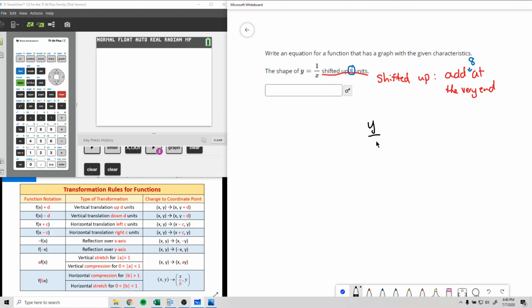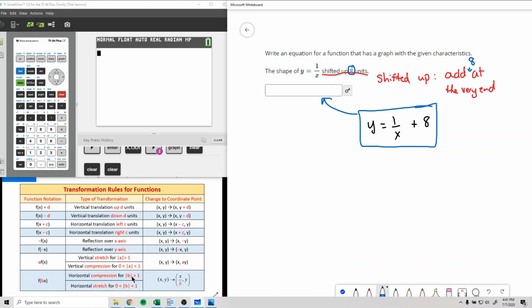So very literally what this is going to look like, we take our original y equals 1 over x and we just do plus 8. And that's what you're going to write down in the box there. That's all there is to it.